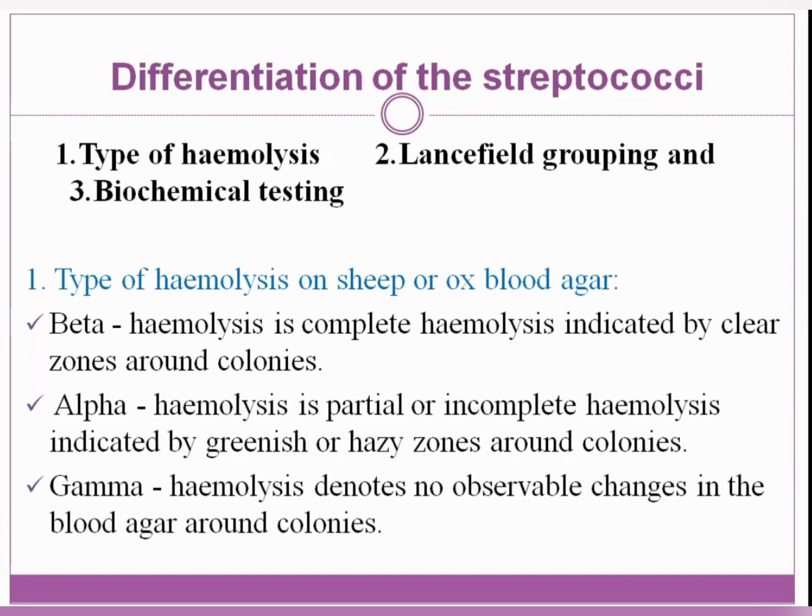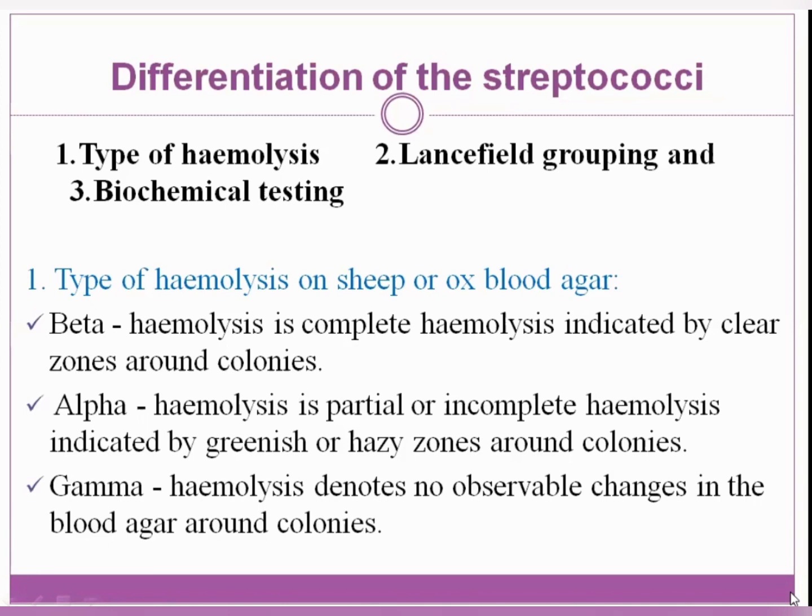Next is the differentiation of the streptococci. So how do we differentiate the different species of the streptococci? There are mainly three ways. The first one is the type of hemolysis, the second one is Lancefield grouping, and the third one is biochemical testing. These are the three main ways we can differentiate the different species of the streptococci.